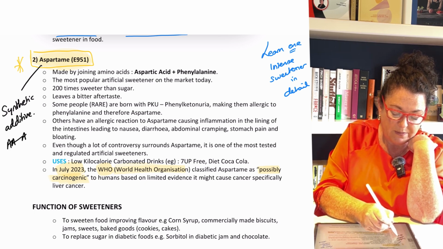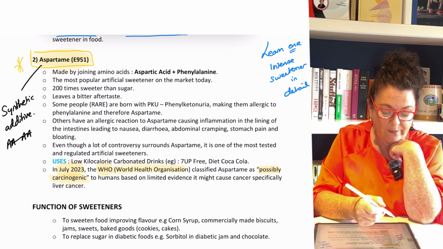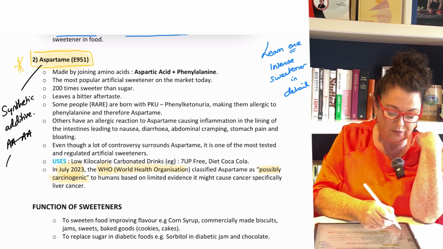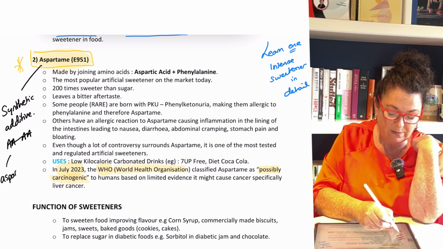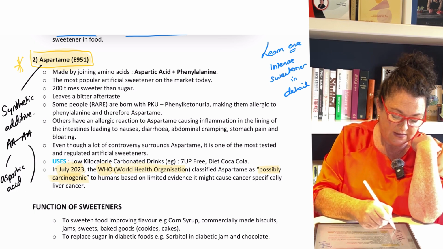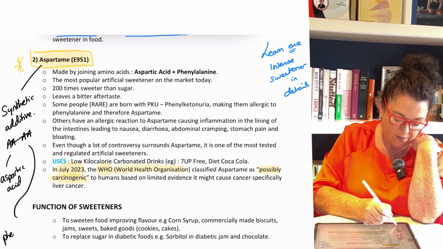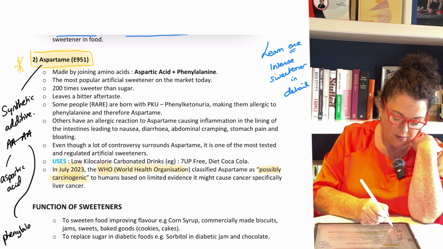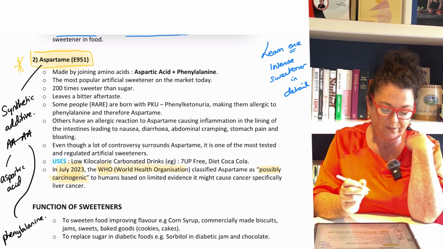It's a dipeptide made up of 2 amino acids. One of those is called aspartic acid, and the second one is called phenylalanine.